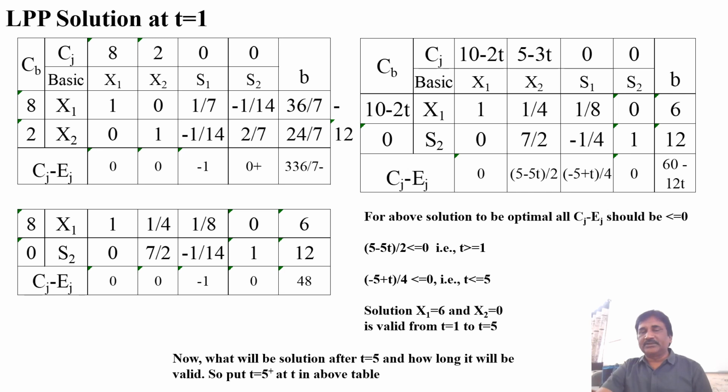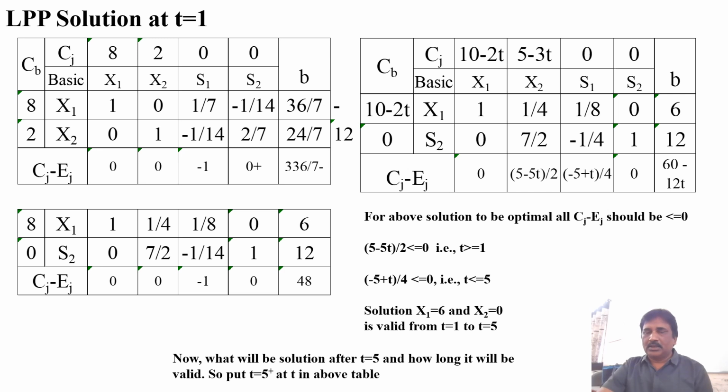Okay, when I solve this, pi minus pi t has to be less than or equal to 0. That means minus t has to be less than or equal to minus 1, which means t has to be greater than or equal to 1. And by this, minus 5 plus t by 4 has to be less than or equal to 0, which implies that t has to be less than or equal to 5. That means this solution is optimal within the range 1 to 5. Till the fifth week, this will be the optimal solution.